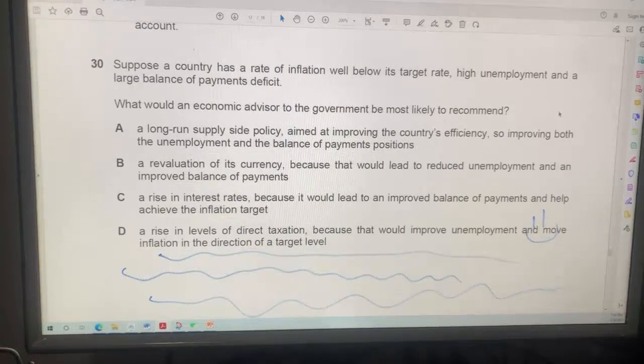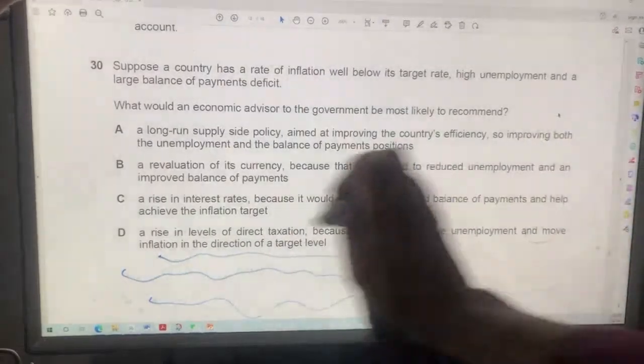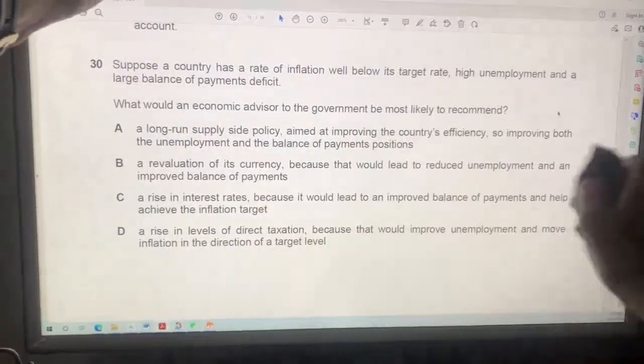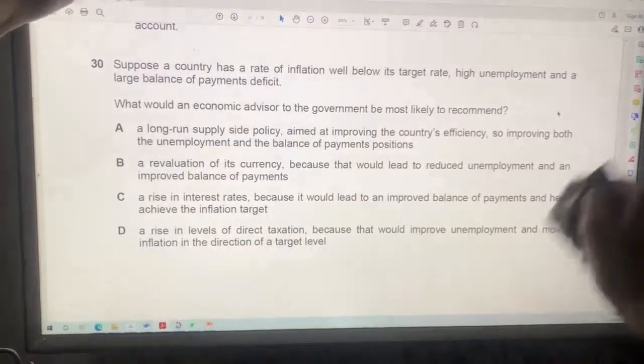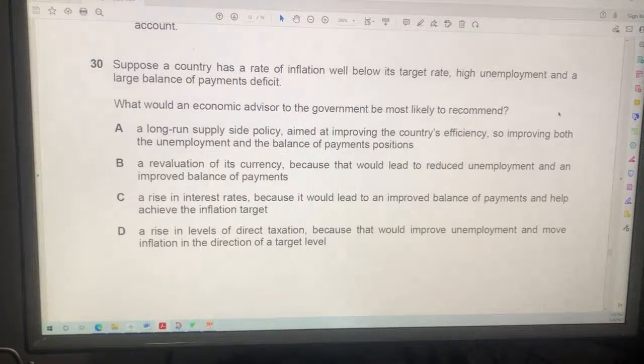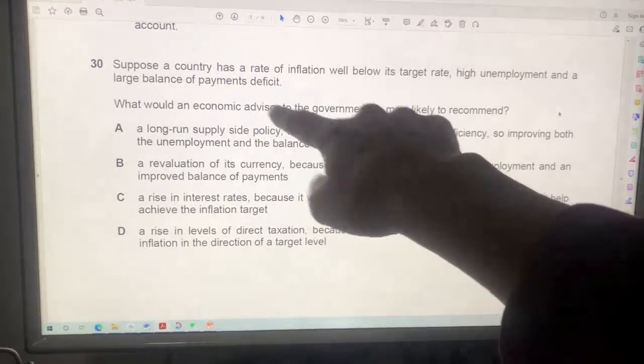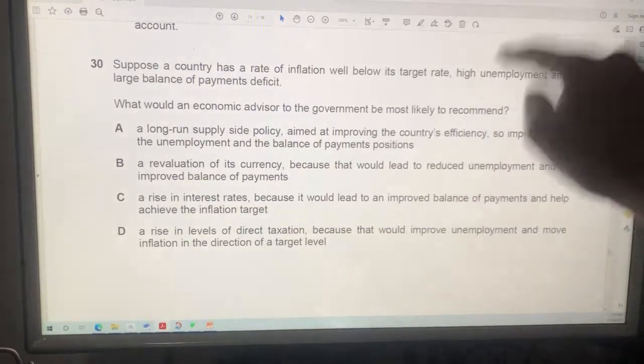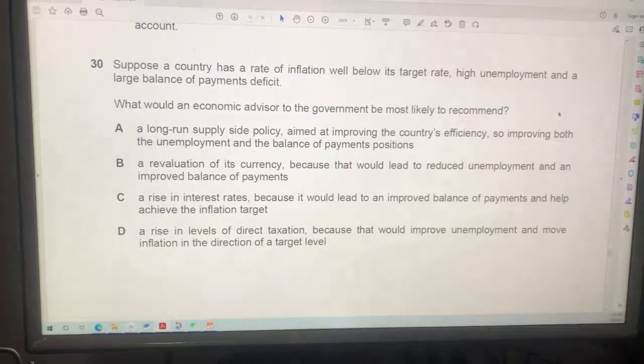And here's question 30. Finally, question 30. Suppose a country has a rate of inflation well below its target rate, high unemployment, and a large balance of payments deficit. That could be common, or at least that's plausible, right? I can imagine that. So what would an economic advisor to the government be most likely to recommend?